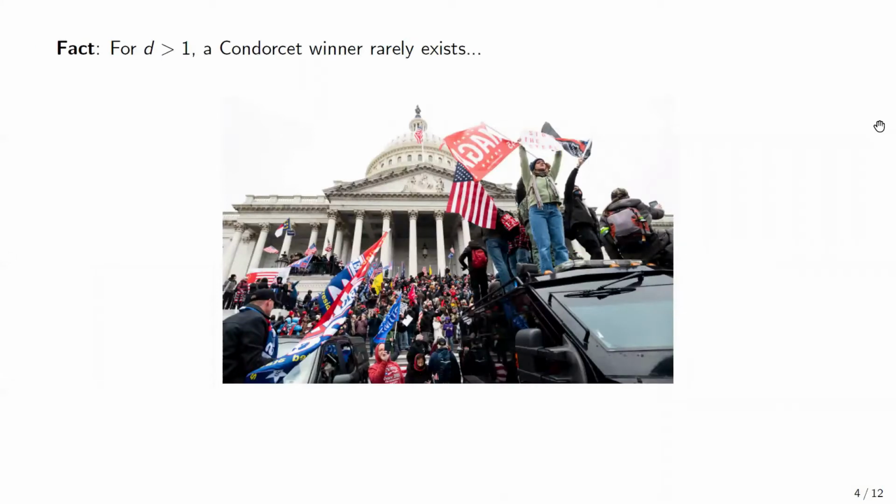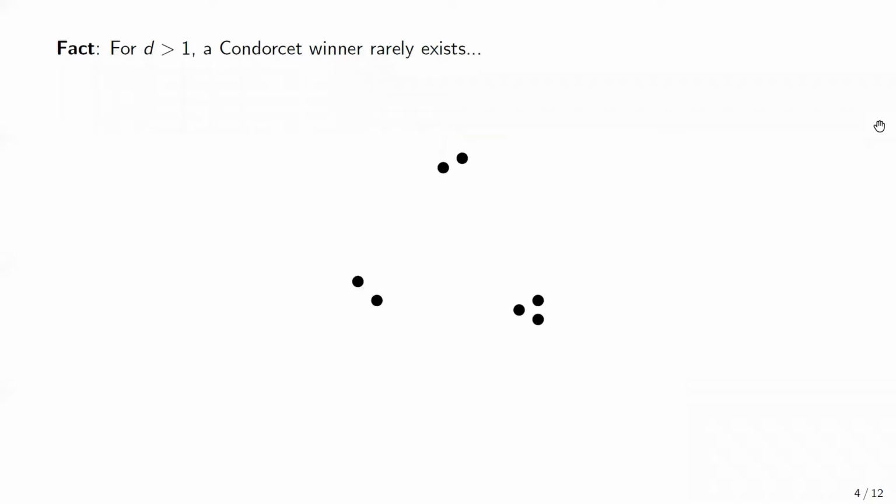Now, an unfortunate fact is that for dimensions larger than 1, a Condorcet winner does not exist for most sets of voters. Let's consider a simple example with 7 voters. Notice that they are arranged on this almost equilateral triangle. The first guess about the location of a Condorcet winner would be to just take the middle point. But you can see that this red candidate wins strictly more than half of the vote.